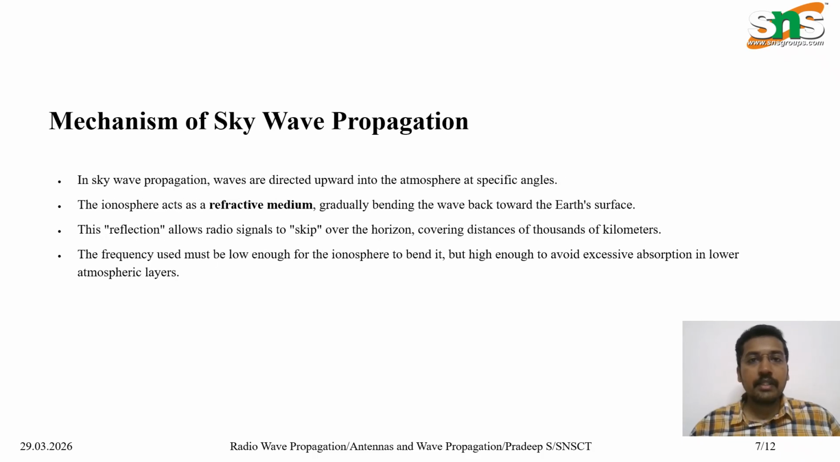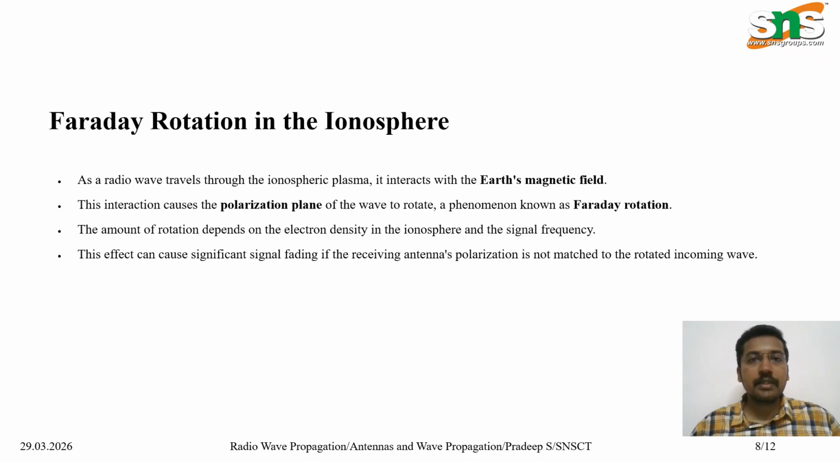Mechanism of skywave propagation. In skywave propagation, radio waves are transmitted upward at specific angles towards the ionosphere. Instead of reflecting sharply, the ionosphere gradually bends the wave back towards the Earth. This allows the signal to travel beyond the horizon, sometimes covering thousands of kilometers. For this to work effectively, the frequency must be carefully chosen, low enough to be bent by the ionosphere, but high enough to avoid excessive absorption in the lower layers.